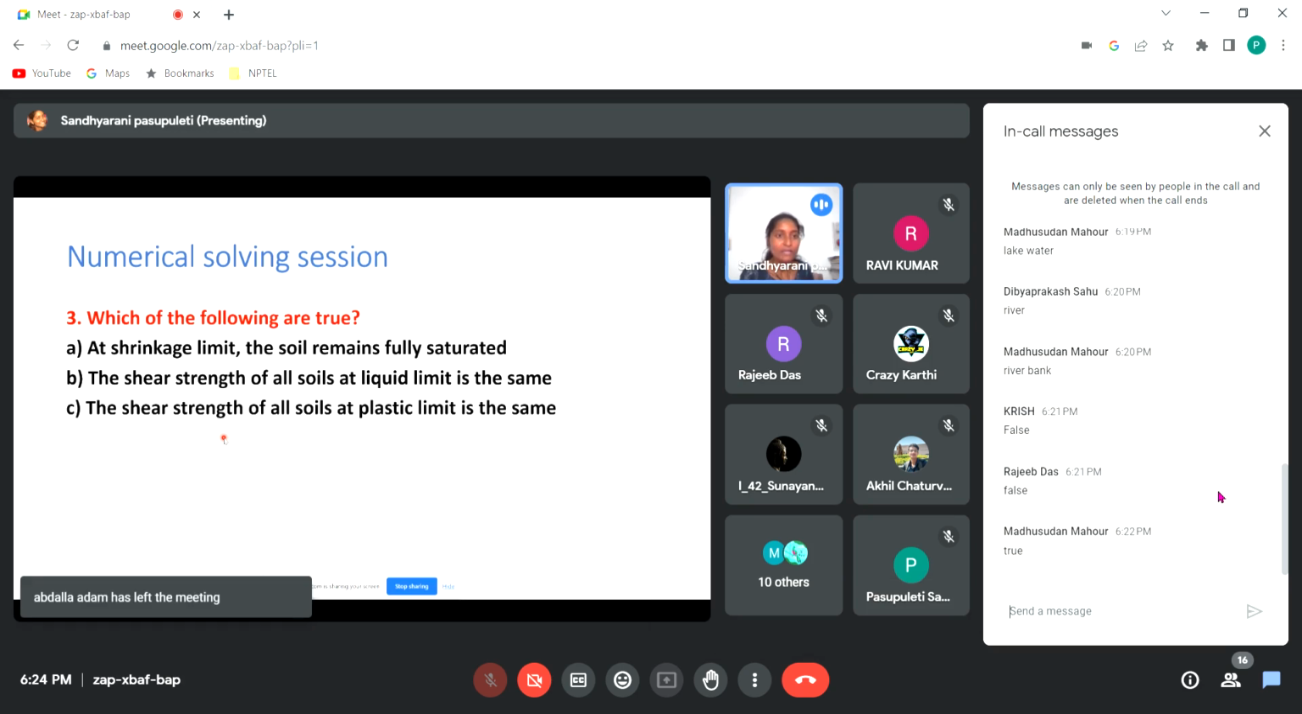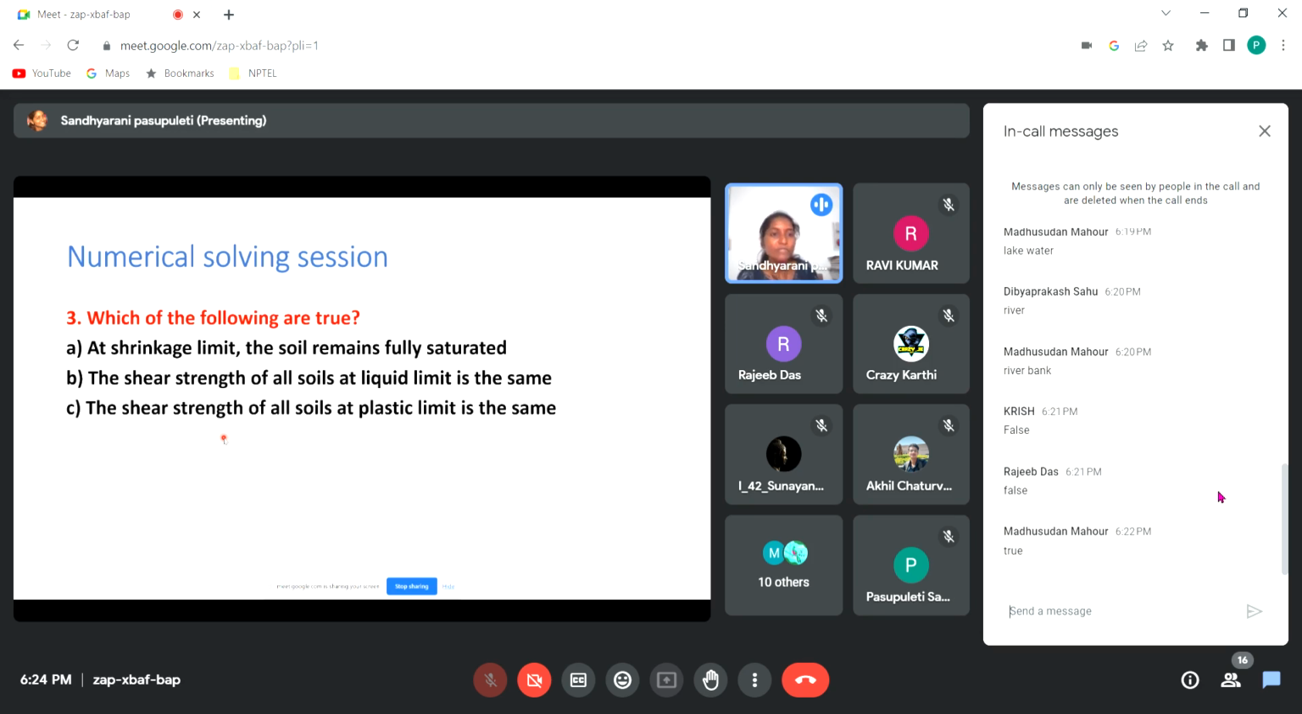This is the shrinkage state, where all the voids are completely filled. They are fully saturated, so there is no space to add further water. So at shrinkage limit, usually the soil remains fully saturated. That is the only limit. At shrinkage limit only, there will not be any change in the volume. Beyond the shrinkage limit, if you add any further amount of water, the volume of soil is going to increase, because the water is being added to the existing volume.